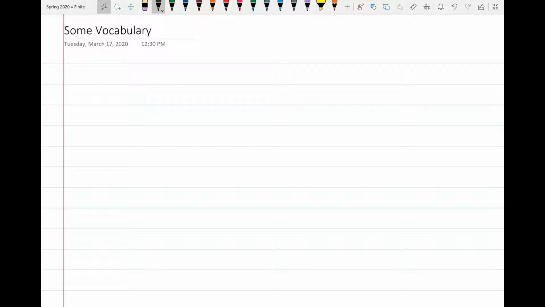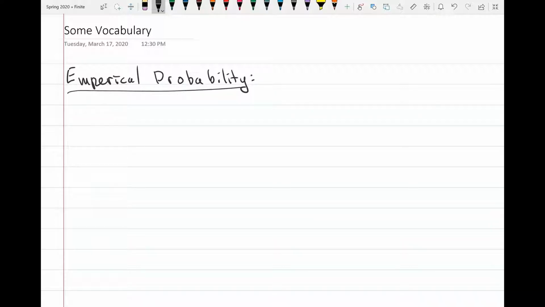First piece of vocabulary is that of empirical probability. So, what is empirical probability? It's computing probability from data. Well, to see what that means, let's look at an example.